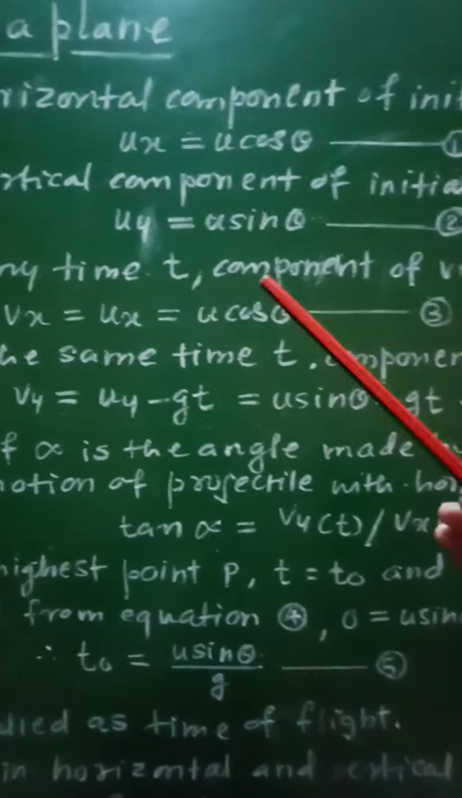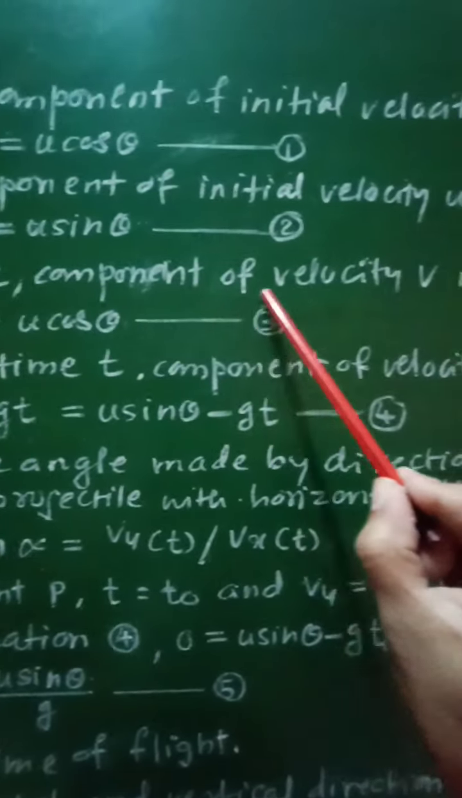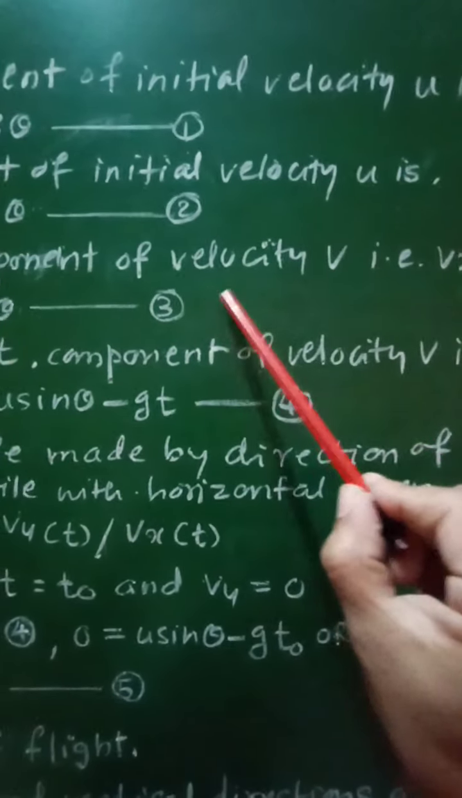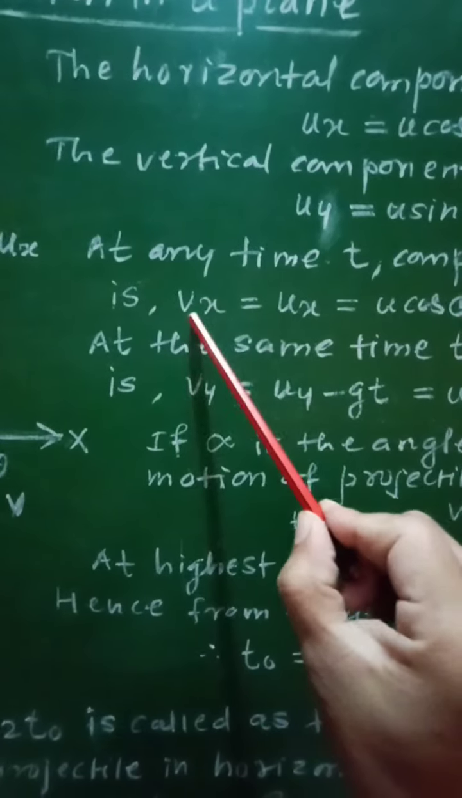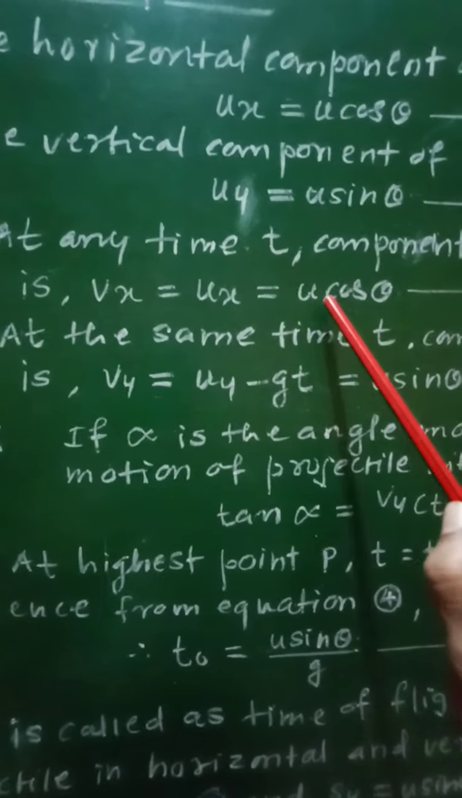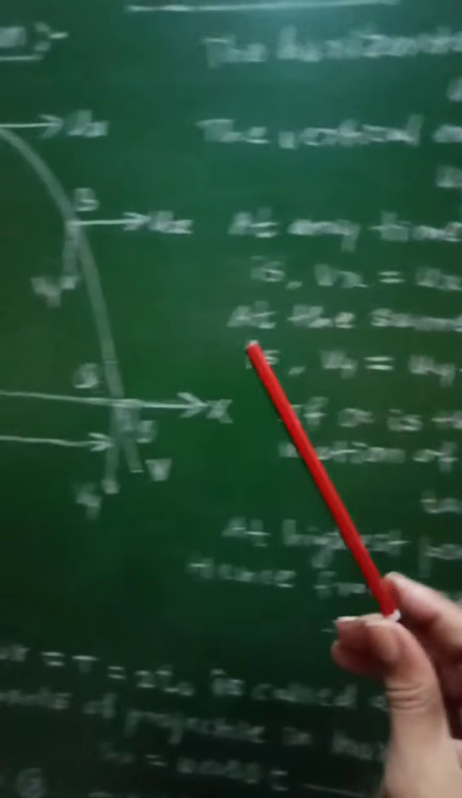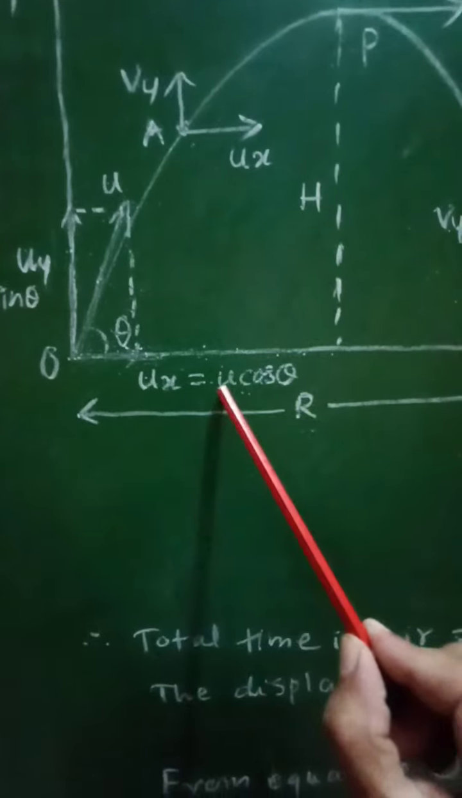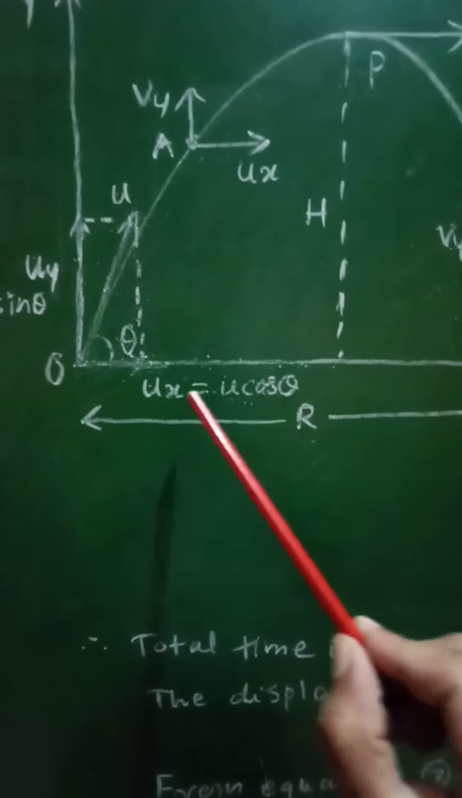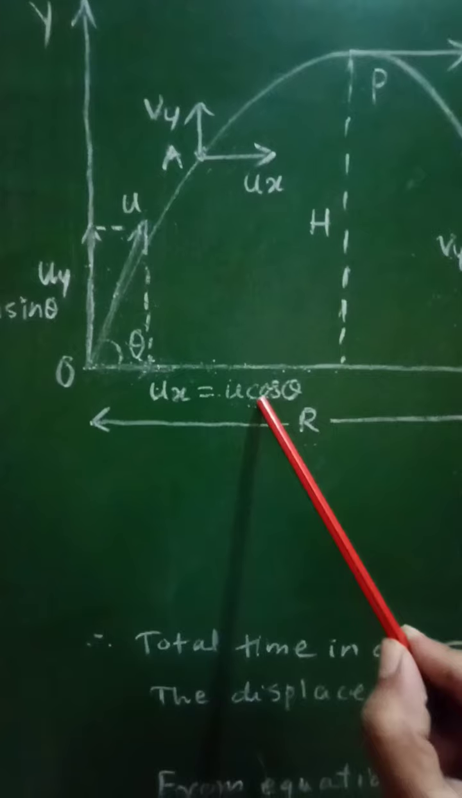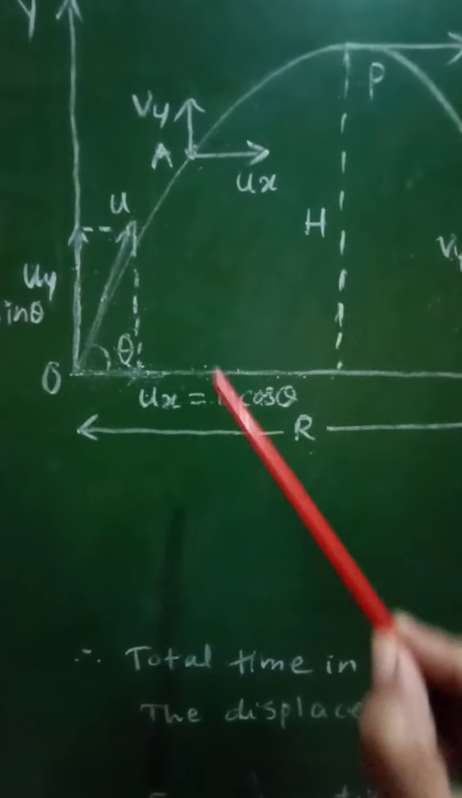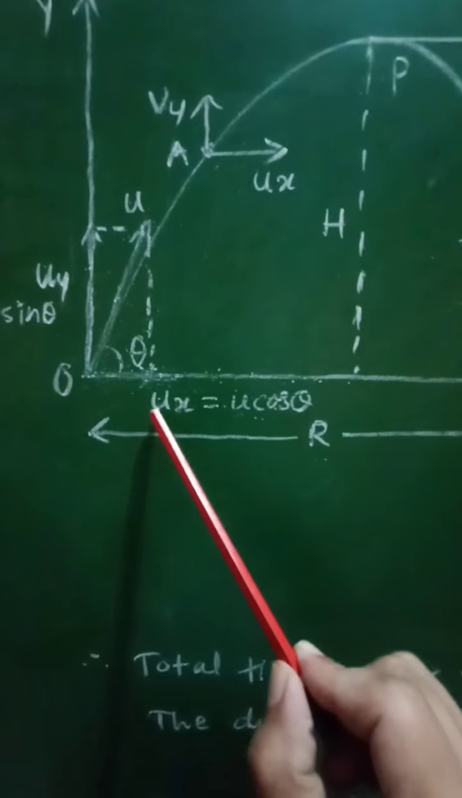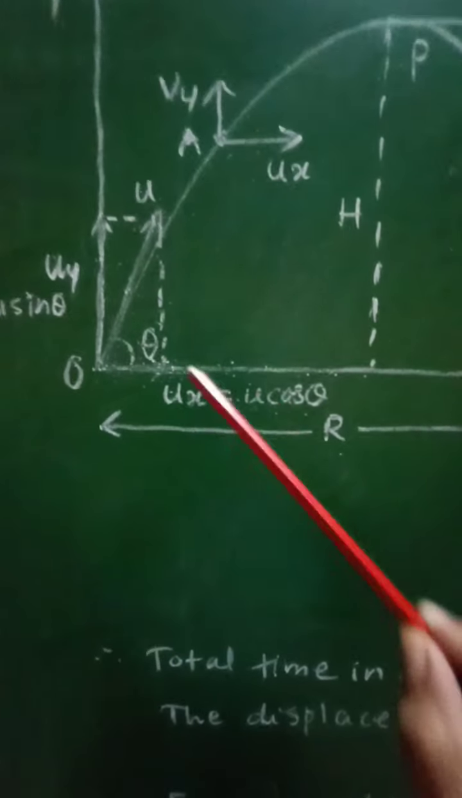Now, if you consider the motion of that projectile at any instant of time t along its path, the component of velocity v along the x-axis, that is vx, will be given as vx equal to ux equal to u cos theta. Now this component ux, equal to u cos theta, will not be affected by any force or acceleration due to gravity, because acceleration due to gravity acts in the vertical direction and this component is in the horizontal direction.